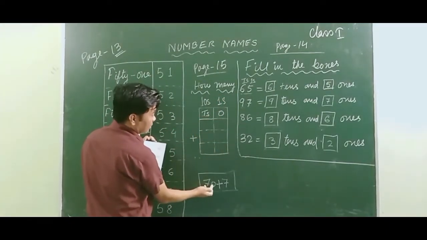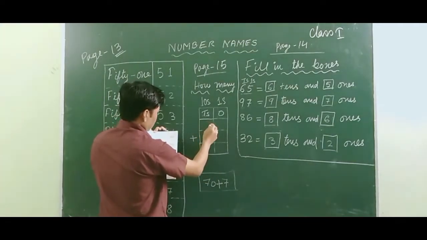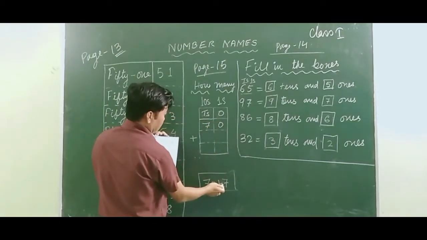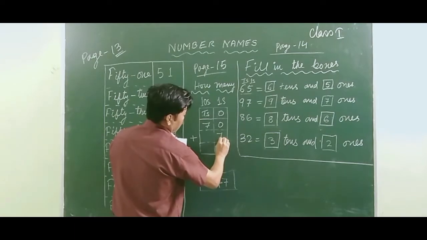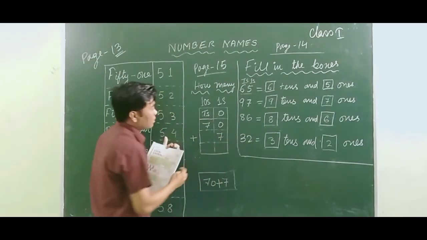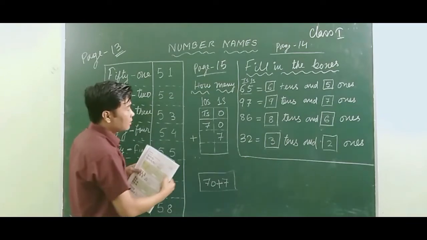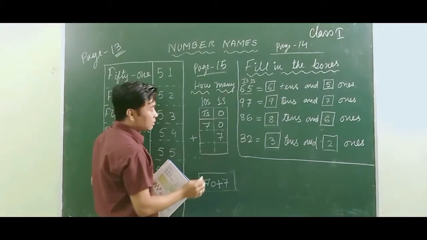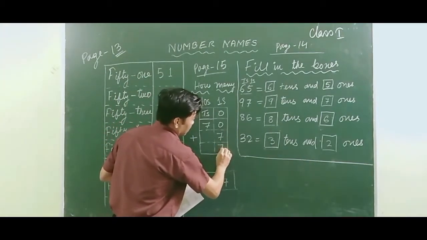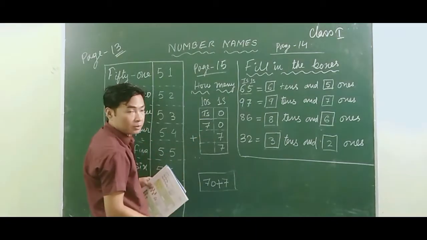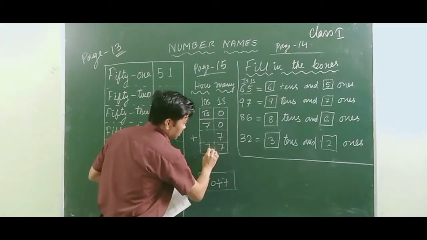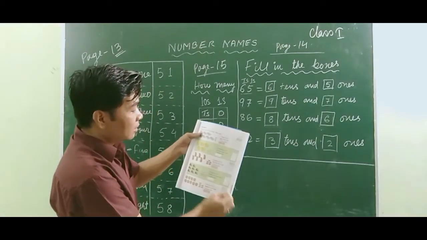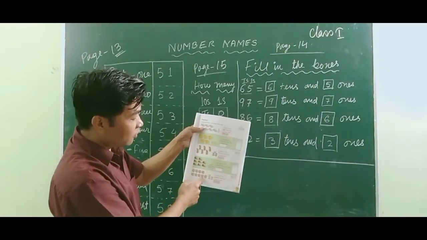So 7 tens. Okay, 7 tens is 70, right? 7 0 is 70, and then 7 ones. So write the number in this way, and then you have to add it. Okay, 7 and 0, if we add it, we get 7. And for this 7, we don't have any number to add, so we have to bring it down here, and then we have 77. So in the same way, you do the next questions 1, 2, 3, 4.